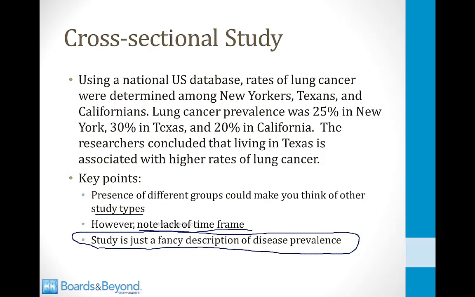They're just showing you disease prevalence, a snapshot in time in 3 different states, New York, Texas, and California. Now, because the rates are highest in Texas, they say that Texas is associated with higher rates of lung cancer. That's true, but they can't say anything about the risk of living in Texas for lung cancer or the odds ratio of living in Texas for lung cancer.